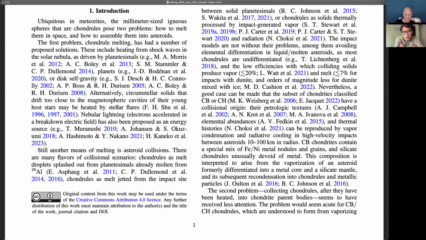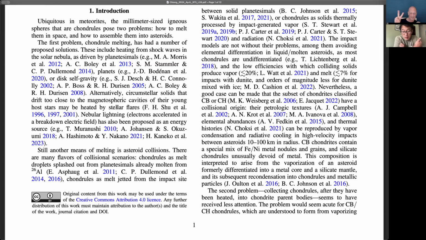A lot of people have worked on this. I learned about this problem in graduate school, and have been thinking about it off and on over the years. I would say they pose two problems, at least. The first being how do you melt them, which I think there's been a lot of discussion about.